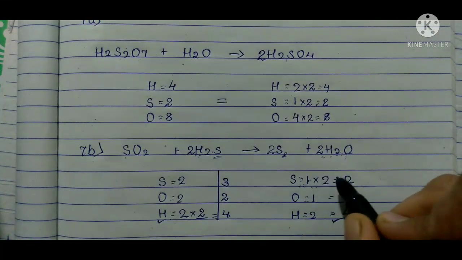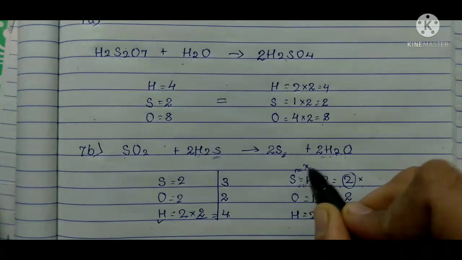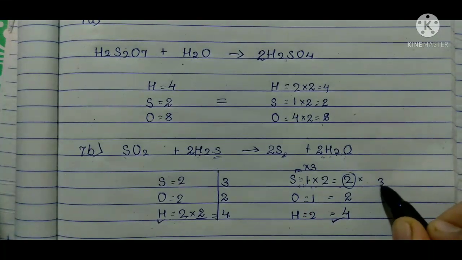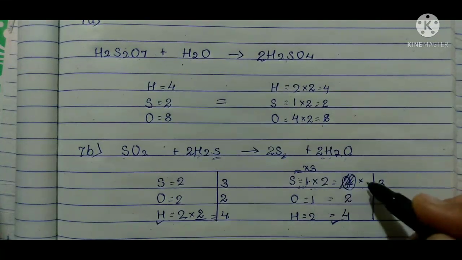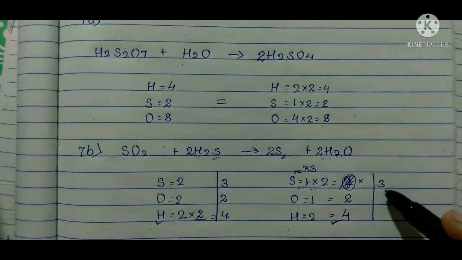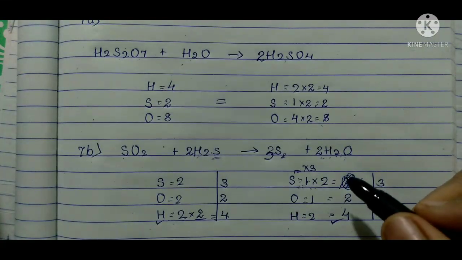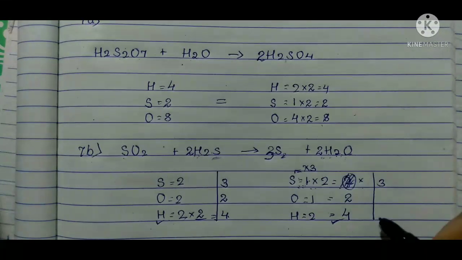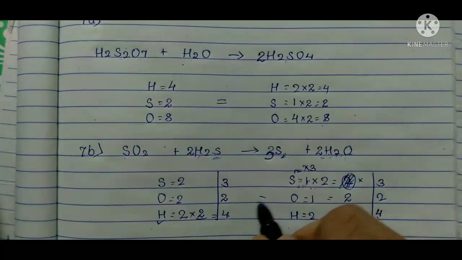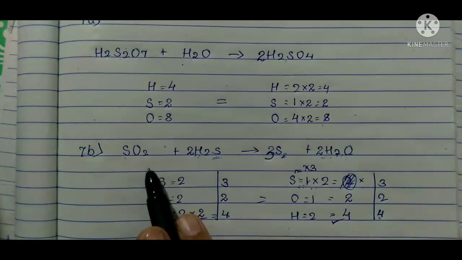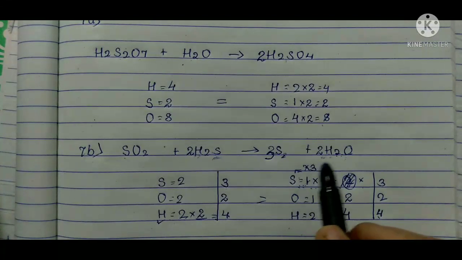So sulfur multiplied by 3. So you will get 3 sulfur. Forget this number 2 because it is not used for balancing. So you will find a new number. So here sulfur is multiplied by 3, so S will become 3S. Then see for hydrogen, hydrogen is 4. Oxygen is 2. 3, 2, 4, 3, 2, 4. Now your equation is balanced. So SO2 plus 2H2S, you got 3S plus 2H2O.